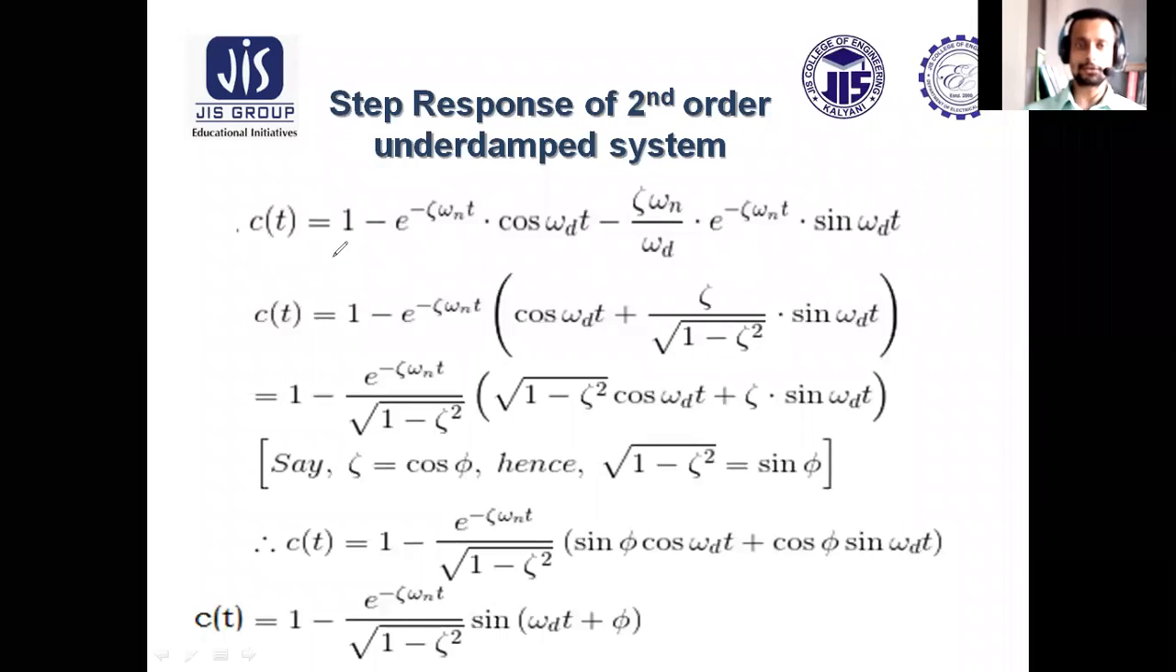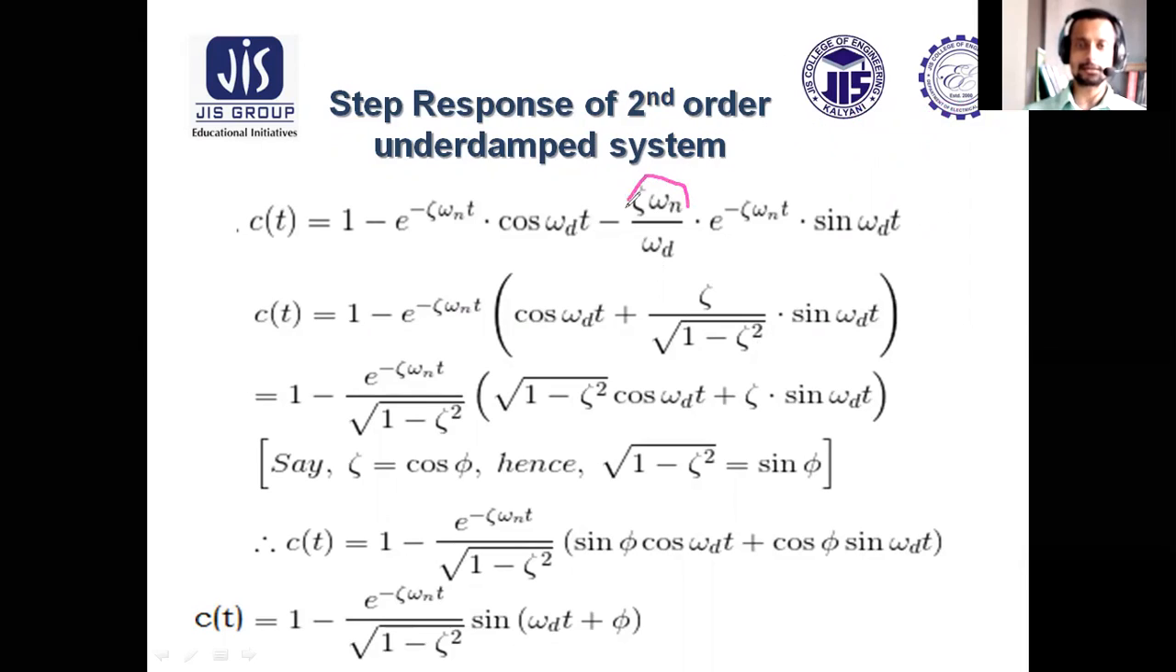Now, this equation we have obtained in the last slide. Now this can be written as 1 minus e to the power minus zeta omega n t taken common, cos omega d t plus zeta omega n by omega d. Omega d can be written as omega n under root 1 minus zeta square. So omega n by omega n under root 1 minus zeta square, omega n will be cancelled. So zeta by under root 1 minus zeta square is there.